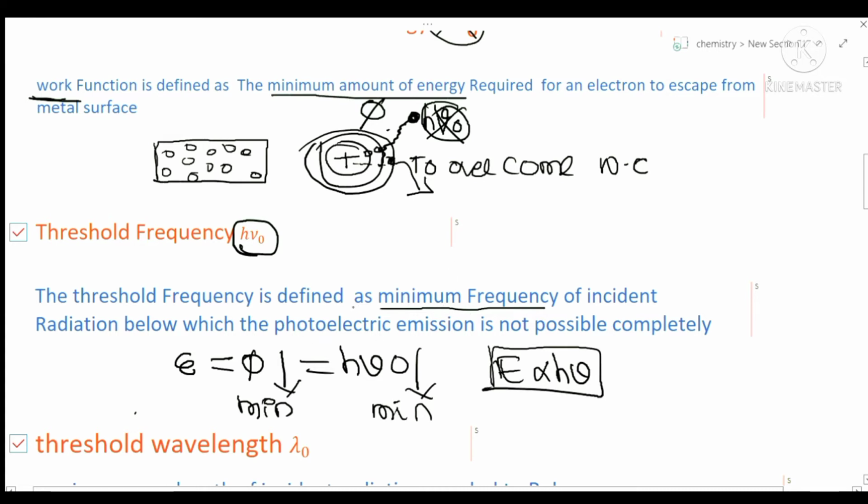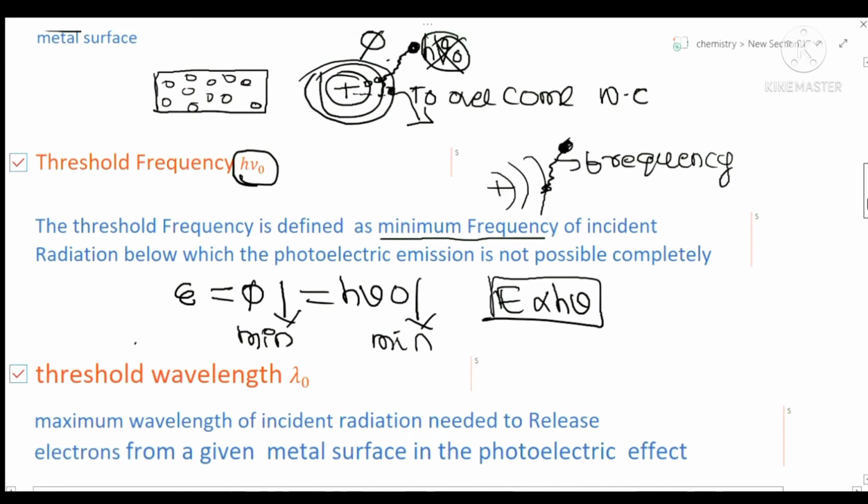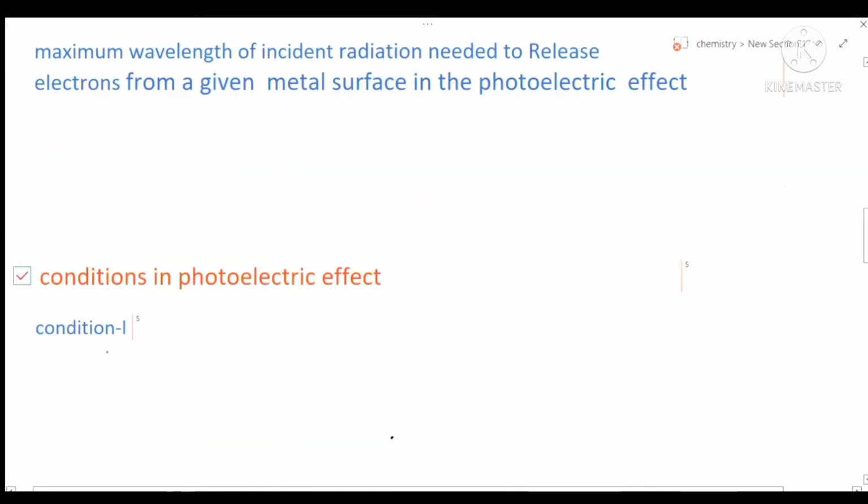So same concept here, in terms of the frequency we are defining, in terms of the energy we are defining, threshold frequency. Here you are supplying some amount of radiation of frequency. Here I am telling about radiation of energy. Here some frequency we are supplying. That frequency is helpful for the electrons to come out, to overcome the nuclear force of attraction. That is called the threshold frequency.